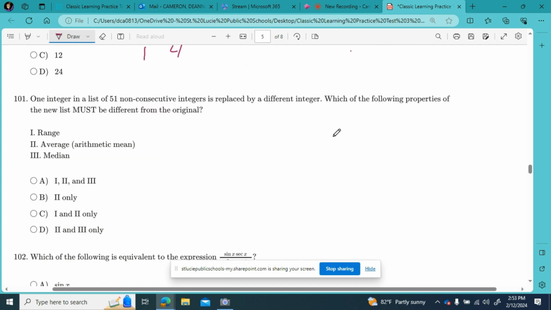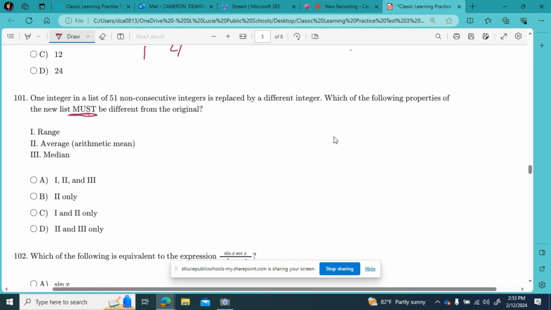And now we have question number 101. It says, one integer in a list of 51 non-consecutive integers is replaced by a different integer. Which of the following properties of the new list must be different from the original? So you're working on your mean, median, mode, and range. Perfect little sixth grade math question. And you've got your list of 51 different numbers.